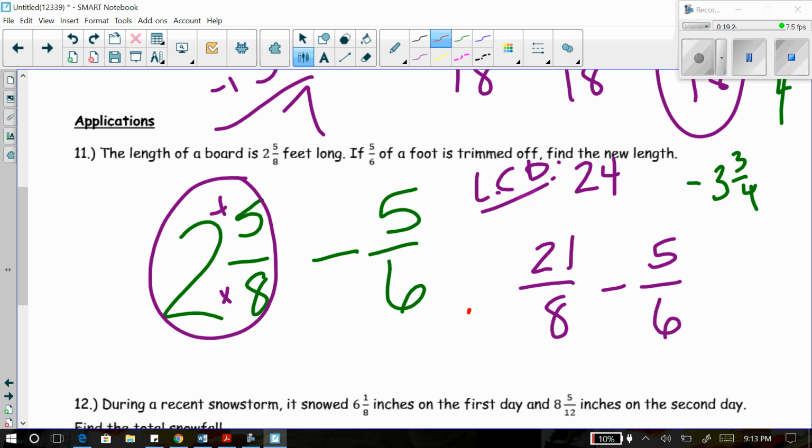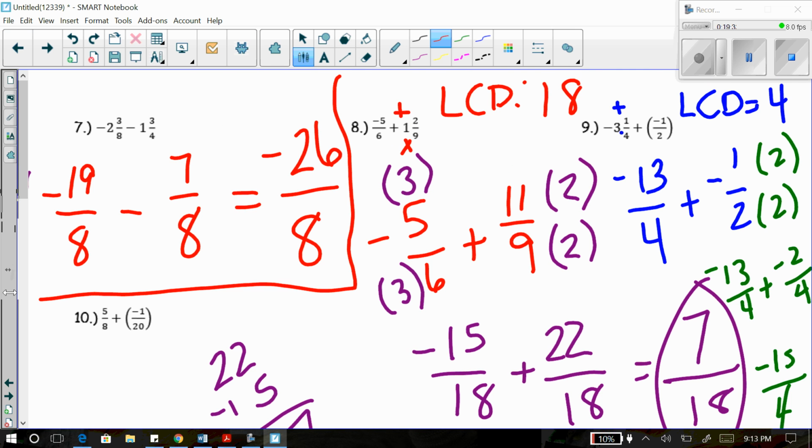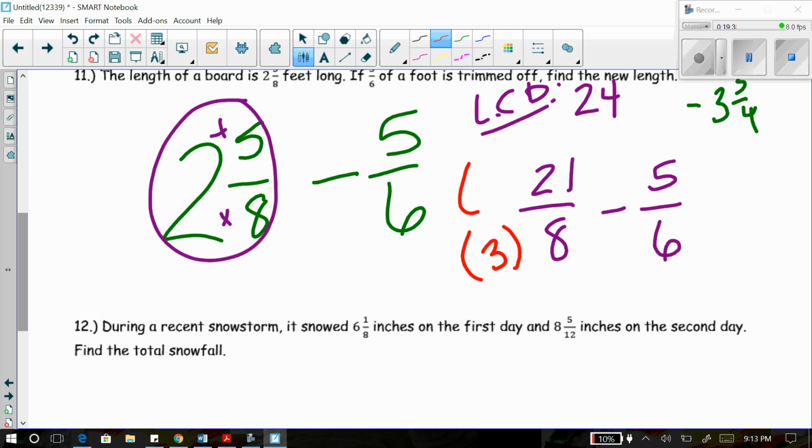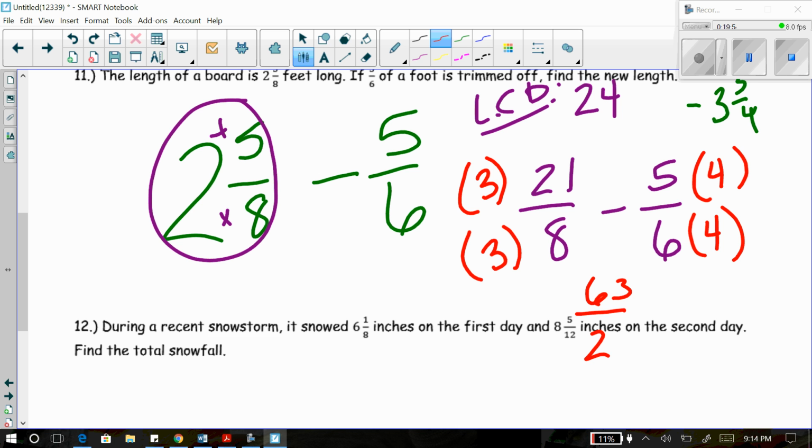Let's rewrite it. So 8 times 3 gives me 24. So whatever I do to the bottom, I have to do the top as well. So if I multiply the denominator by 3, I have to multiply the numerator by 3. 6 times 4 is 24. If I multiply the denominator by 4, I have to multiply the numerator by 4. All right, so 3 times 21 is 63 over 24, minus 5 times 4, which is 20, over 24.